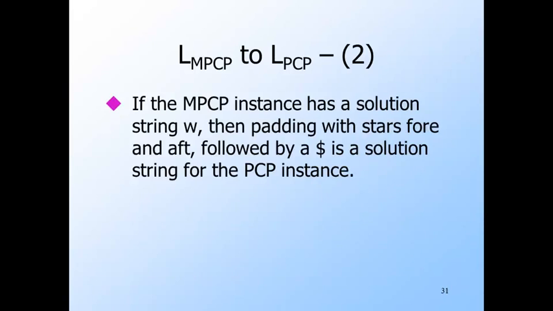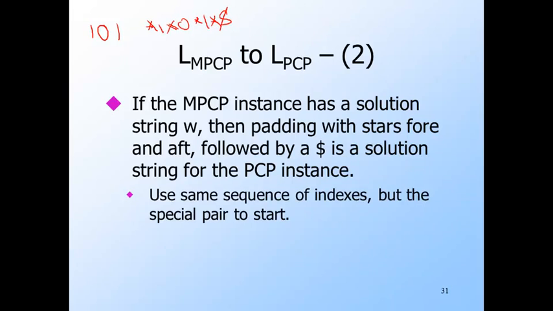Suppose the MPCP instance has a solution, a sequence of indexes that yield string W when we use the first strings in the pairs and the same string W when we use the second strings. Then we can get a solution to the constructed PCP instance. In this case, the solution string will be W padded with stars before each symbol of W and also at the end followed by the $. For example, if W is 101, then the PCP instance's solution is star 1 star 0 star 1 star $.